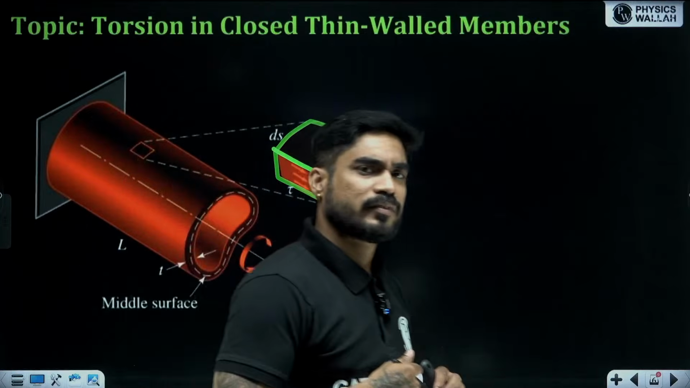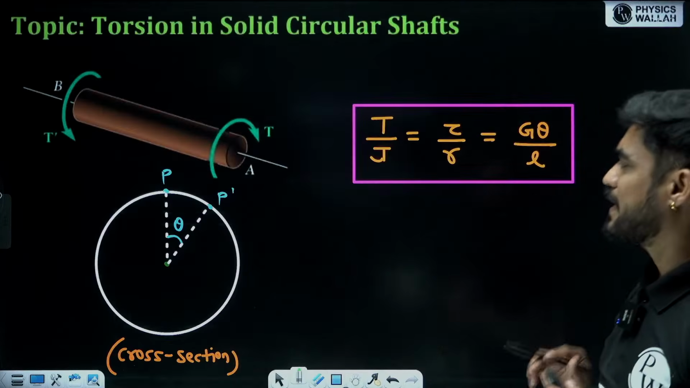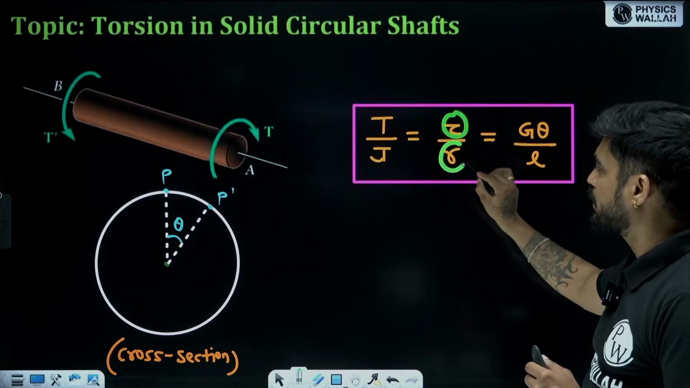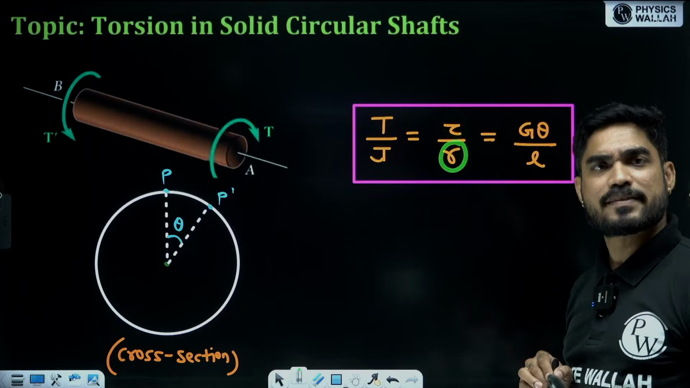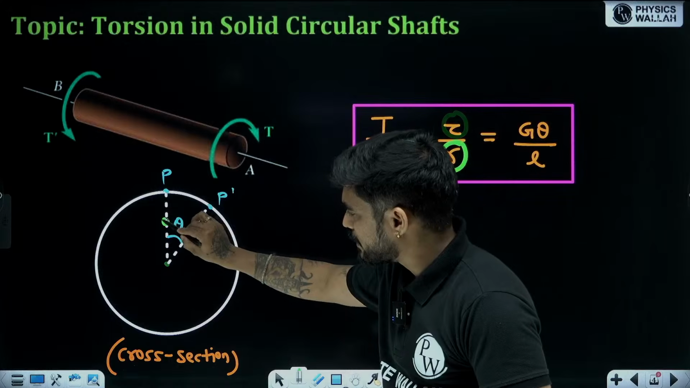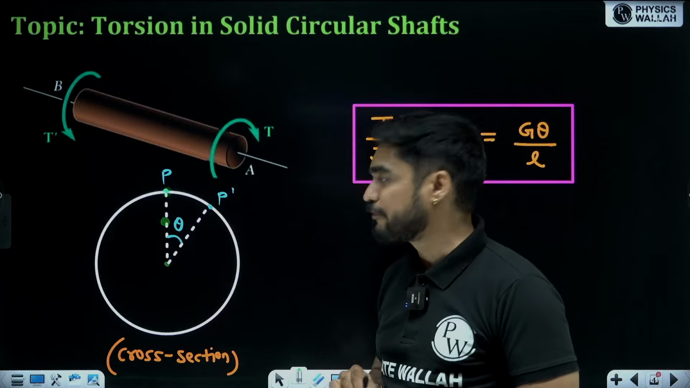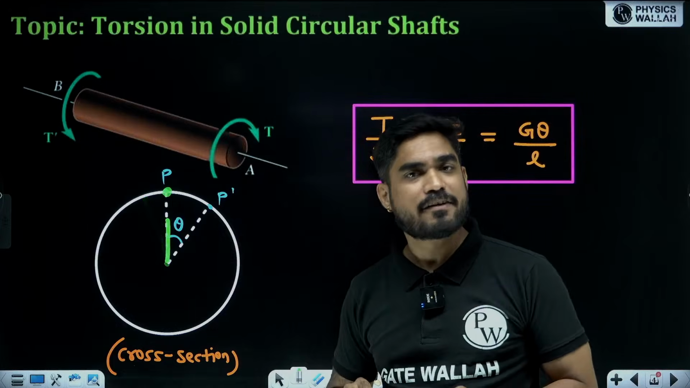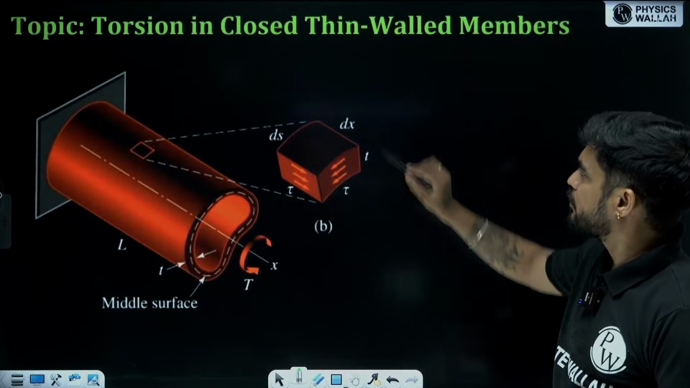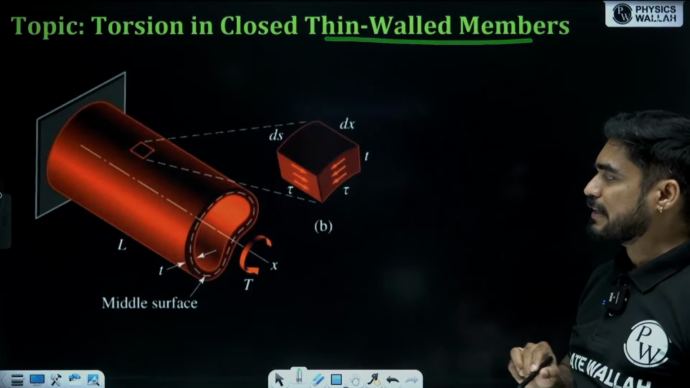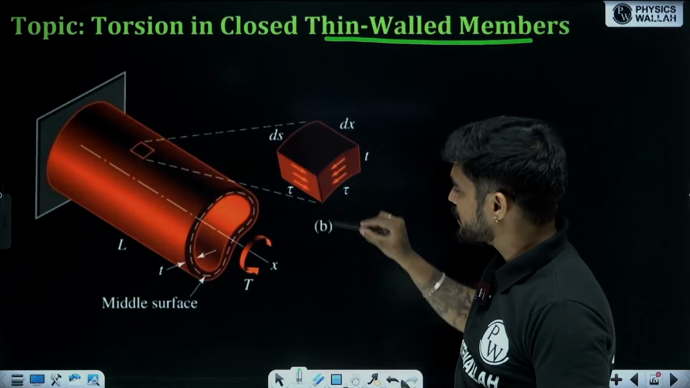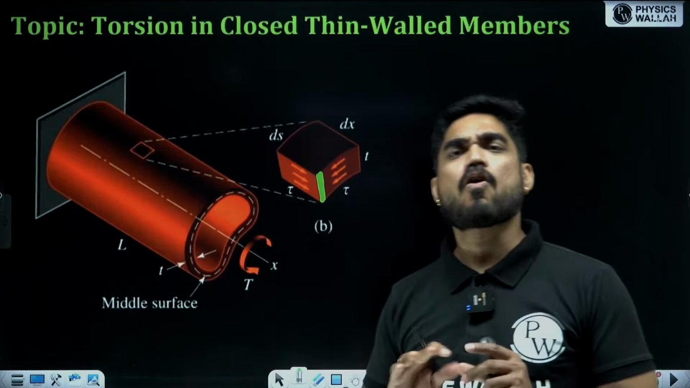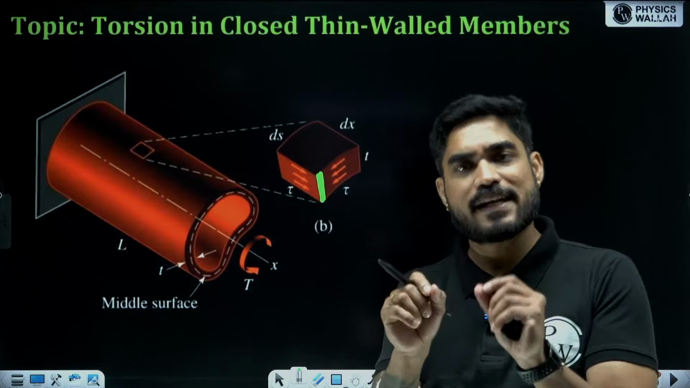Now, in case of solid sections, the shear stress tau depends upon the radial distance from the center. So the shear stress at this point and this point will be different because the R for both the points is different. But in case of thin walled members, we will assume that the shear stress across the thickness is constant. This is a very important assumption.